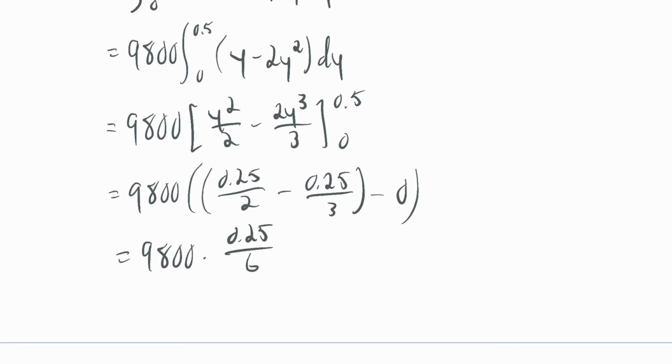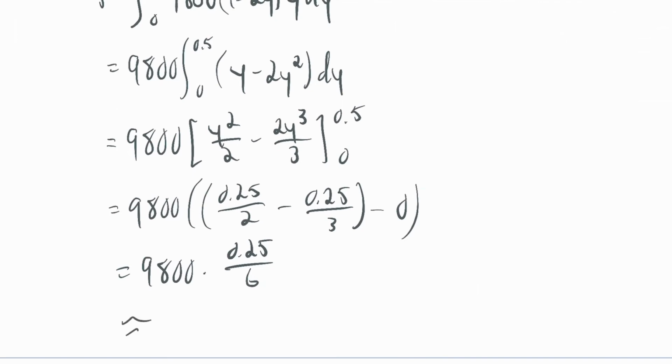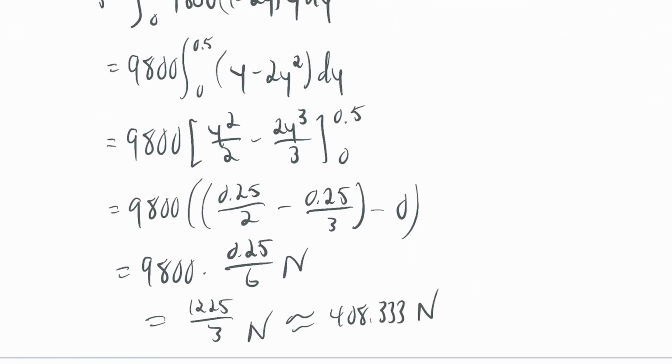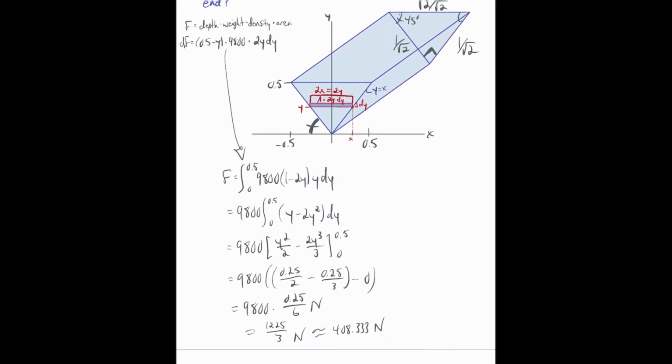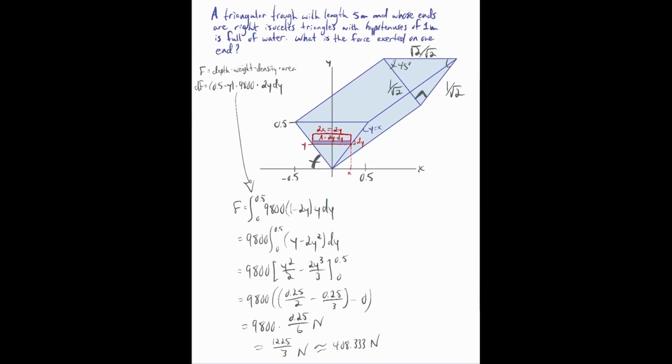Yeah, that's right. That's not a very clean number, so I'll just get a decimal approximation and not worry about how it simplifies. So 9,800 times 0.25 divided by 6 is exactly 1225 over 3. Of course, this is in newtons. But if I want a decimal approximation, this is about 408.333 newtons.